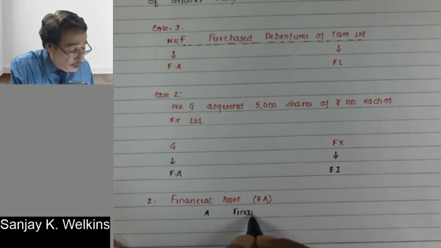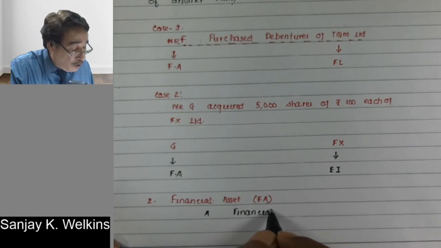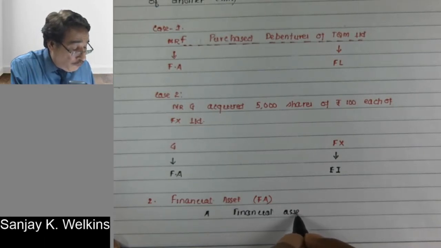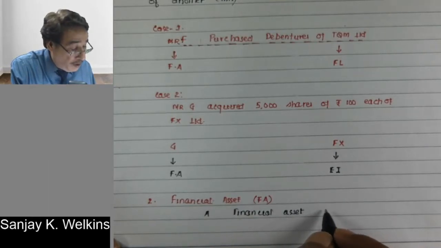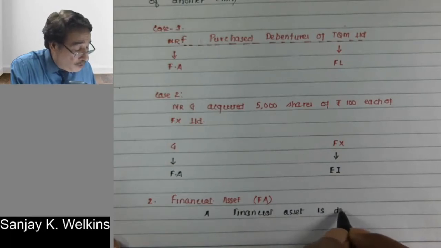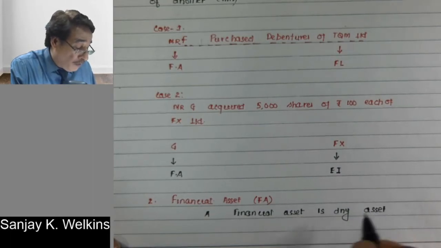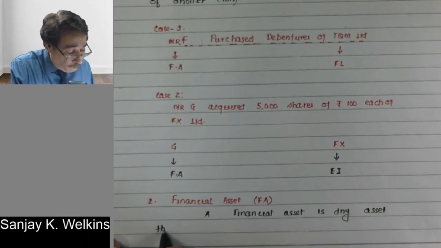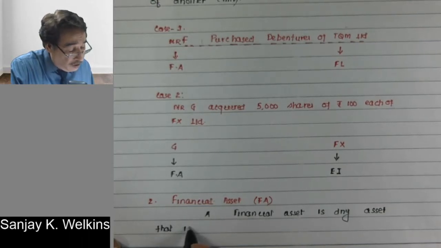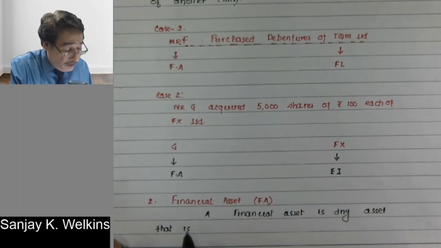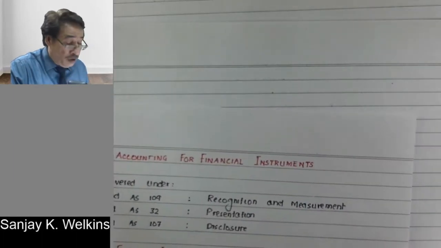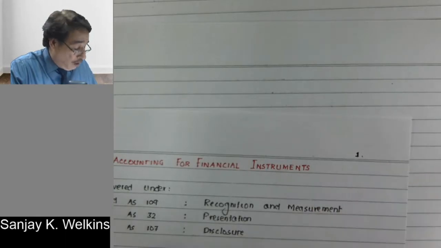A financial asset is any asset that is... This is not my definition, this is the definition of the standard. Now, some points have been given. This is sheet number 1 for me. I will have to use the sheet numbering also, correct?